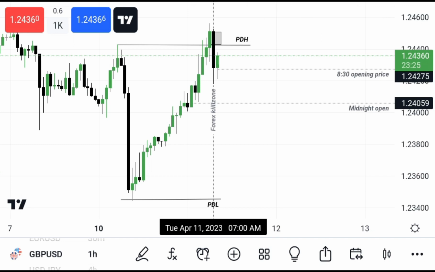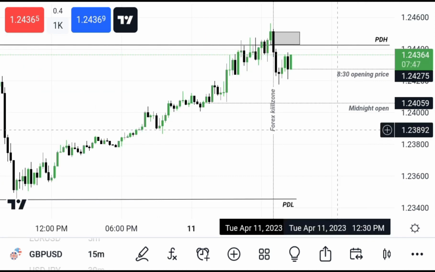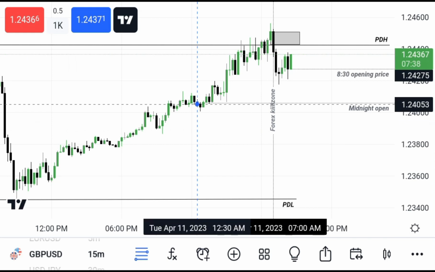So 7 a.m. starts the forex killzone. That's the next thing you do. You mark out 7 a.m. and wait for the market to take out a short-term high or previous daily high liquidity. Since we're bearish here, the reverse is the case for a bullish market. So the previous day was bullish. Also, this day was a continuation move from the midnight opening price.